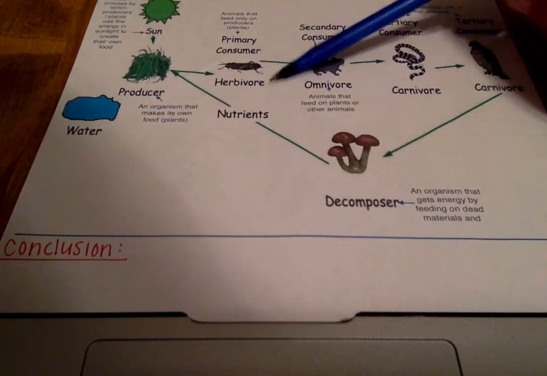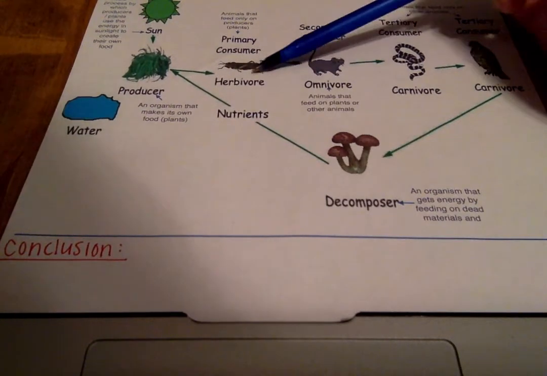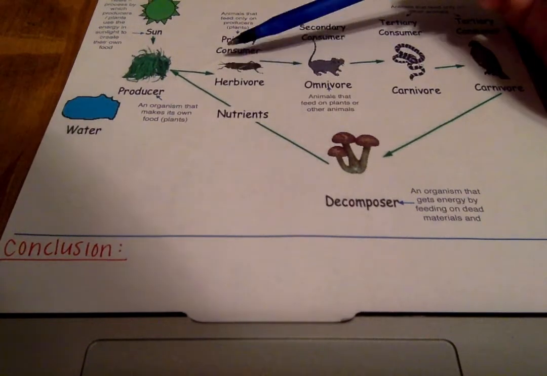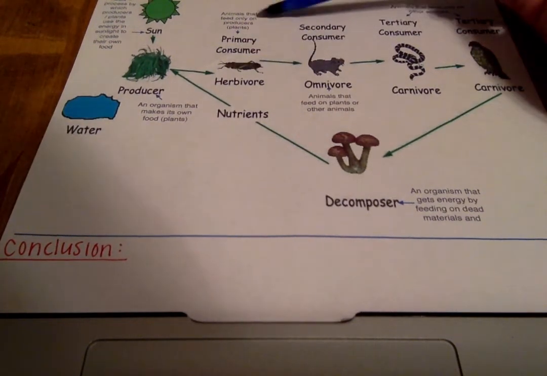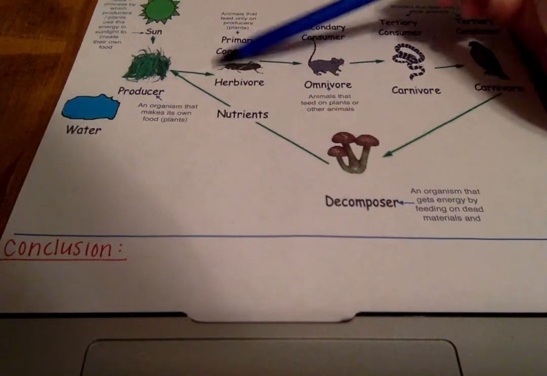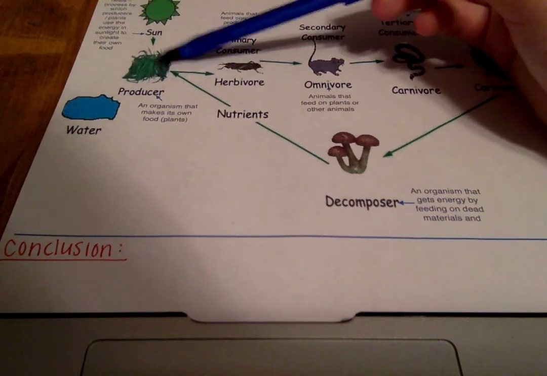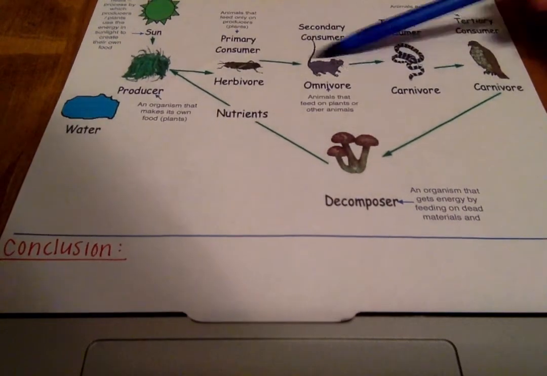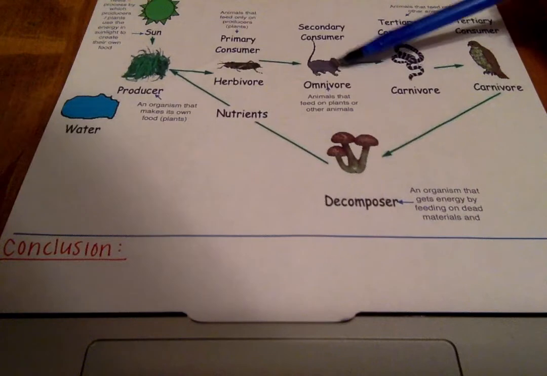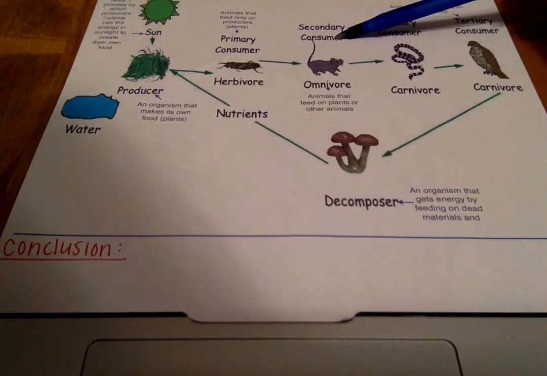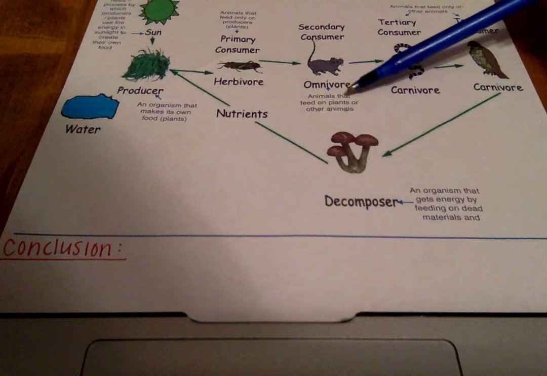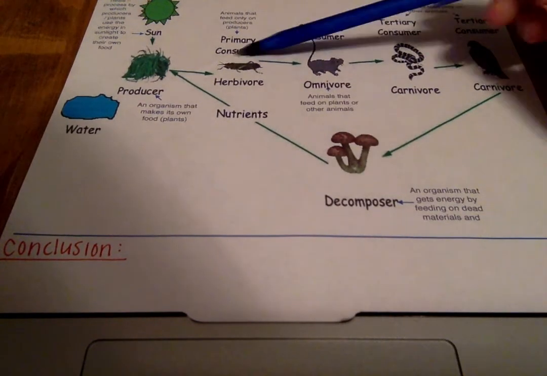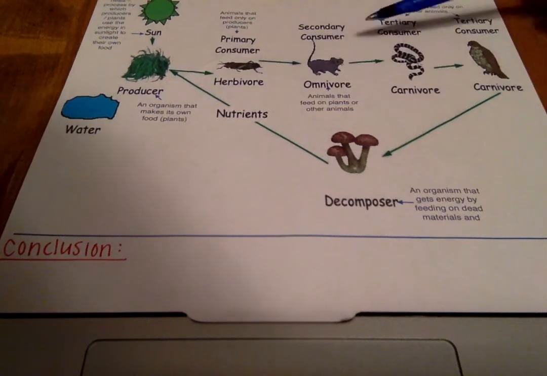Then we have a herbivore, and a herbivore is also known as a primary consumer. A herbivore, such as this grasshopper, is an animal that feeds only on producers. So this grasshopper only feeds on the grass or any other plant. Next, we have an omnivore, such as this rat. An omnivore is a secondary consumer, and an omnivore is an animal that feeds on plants or other animals. So this rat feeds on either grasshoppers or the grass.